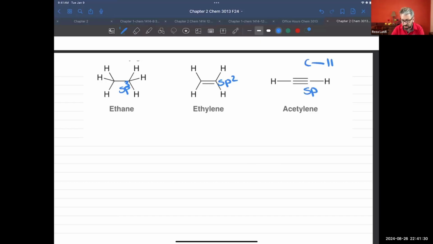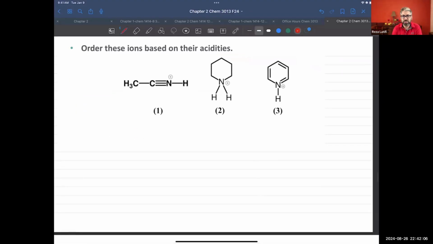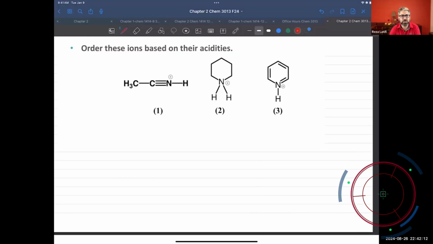So carbon attached to hydrogen, where the hybridization of carbon is sp; carbon attached to hydrogen, where the hybridization is sp2; and carbon attached to hydrogen, where the hybridization is sp3. Which one is more acidic? This is going to be the trend for them. Let's call this one 1, this is 2, and that one 3. Number 1 is more acidic than number 2, than number 3. How about this example? This example is going to be for you guys. I want you to give it a thought, pause the video here, and try to order them based on their acidity.